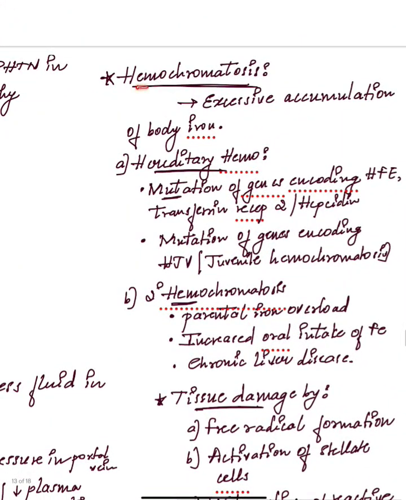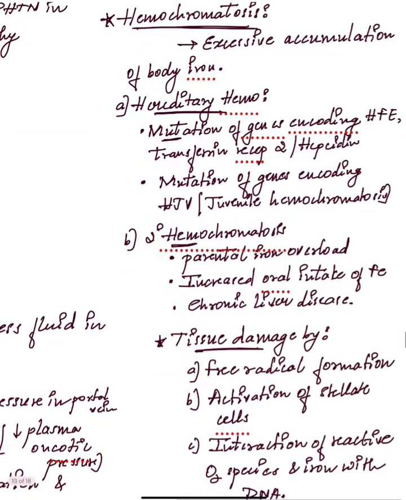Now, what is hemochromatosis? Hemochromatosis is an excessive accumulation of body iron. There are two types. Hereditary hemochromatosis, where there is mutation of the gene encoding HFE, transferrin receptor 2, or hepcidin. The mutation of the gene encoding HJV is known as juvenile hemochromatosis.